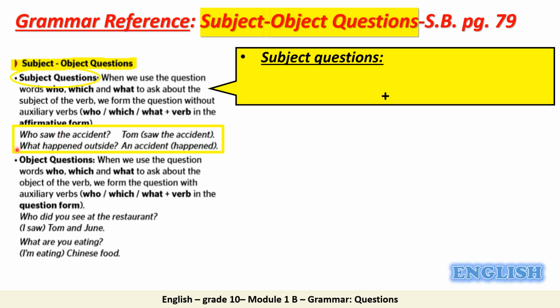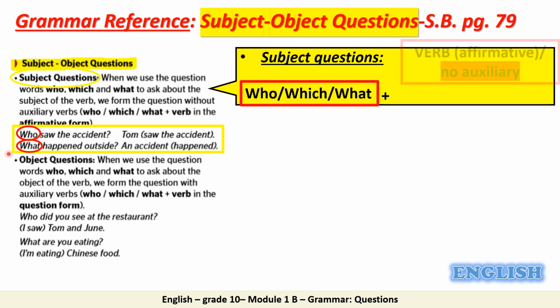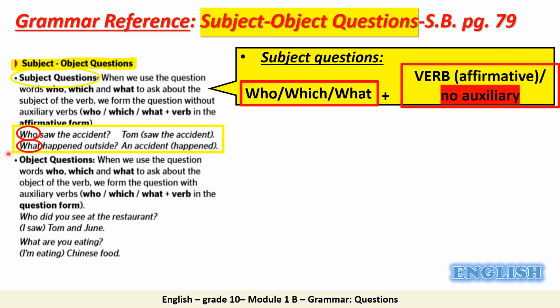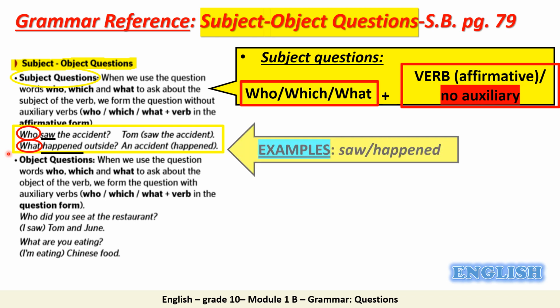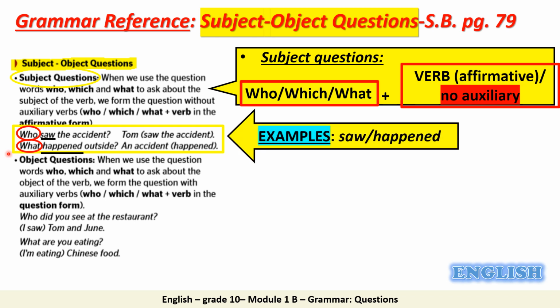How do we form subject questions? By using one of the question words, who, which, or what, plus the verb in the affirmative form, which means no auxiliary or helping verb, such as saw, happened. In conclusion, in order to form subject questions, there should be no auxiliary verbs.